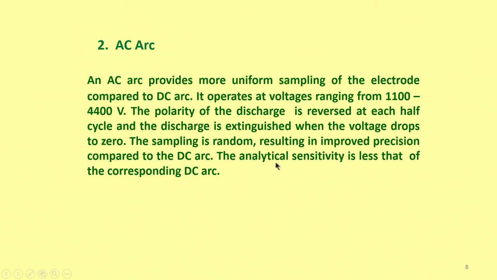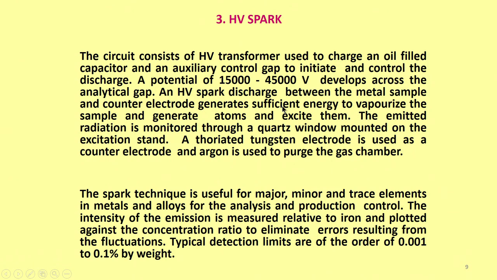Unfortunately, the analytical sensitivity becomes half of DC arc, because half of the time the current is not there, it keeps on switching the polarity, 0 to 1, 1 to 0, 0 to 1, 1 to 0, like that. So, 50% of the time the analytical sensitivity is lost. So, the detection limits become very poor.